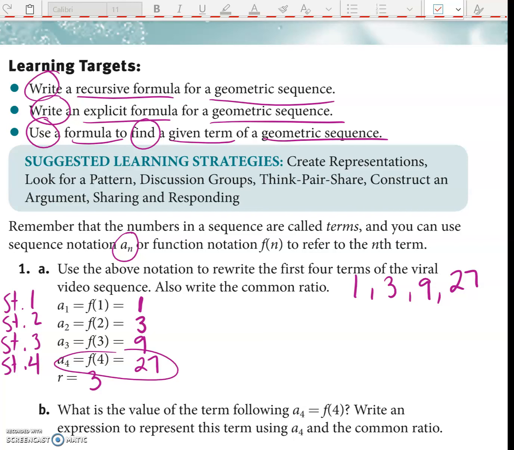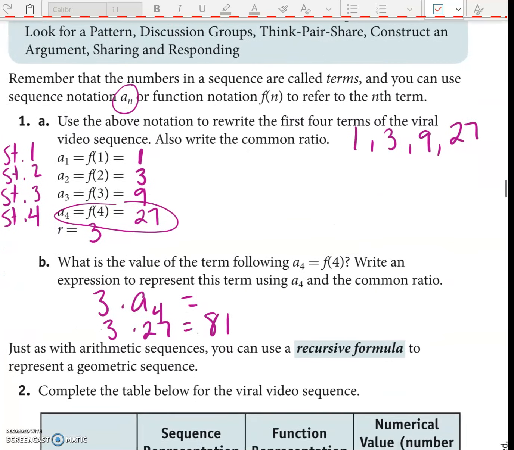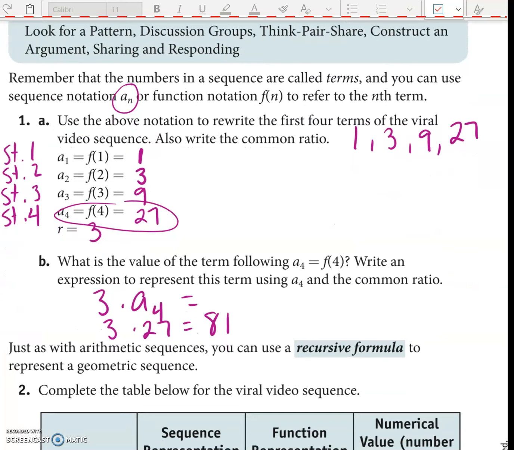So anytime we have it, we're taking that a sub 4, which is our fourth term, and we're going to multiply it by 3, because that's what we do each time. a sub 4 is 27, so 3 times 27 would give us 81. What this is called is the recursive formula.